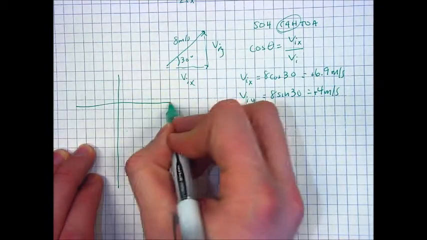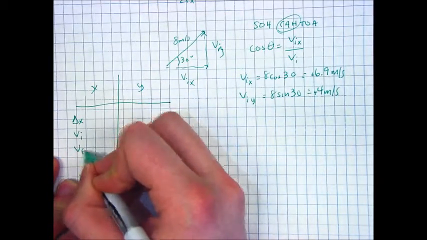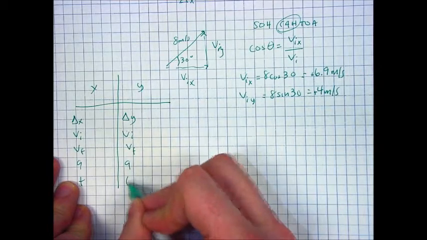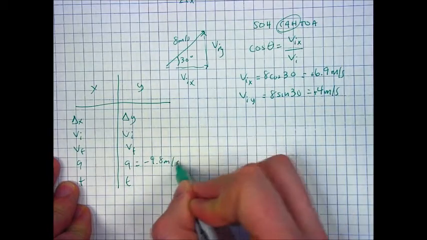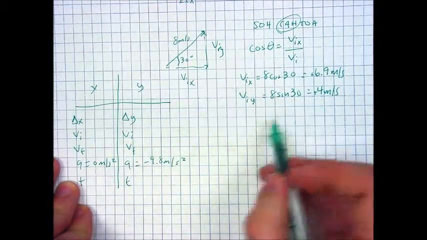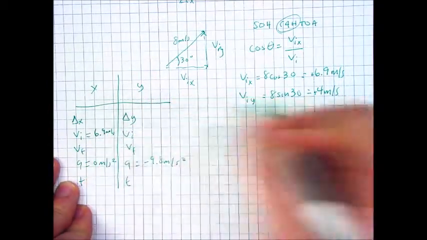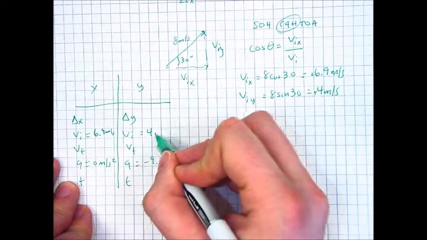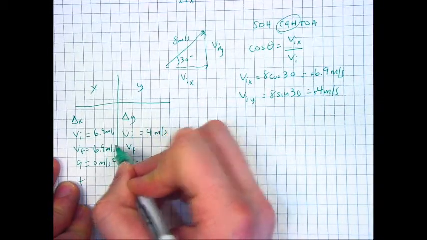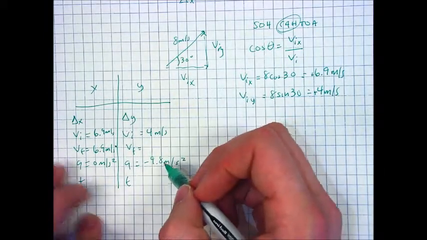You have to set up the x and the y chart, so you have delta x, v initial, v final, acceleration, and time. Plug in what you already know. V initial is what we just found out, so the x direction is 6.9 meters per second. The y direction is 4, both positive. We know that the v final is going to be the same because there's no acceleration there. And v final we're not sure about at this point. That's actually the next part of the question.